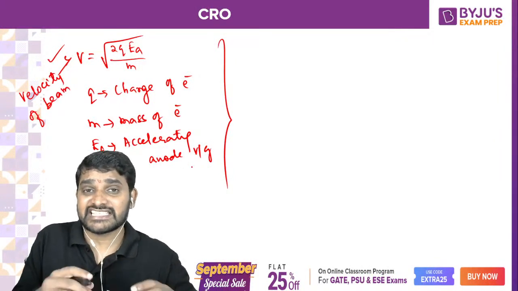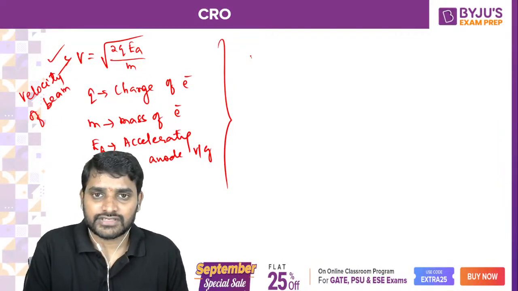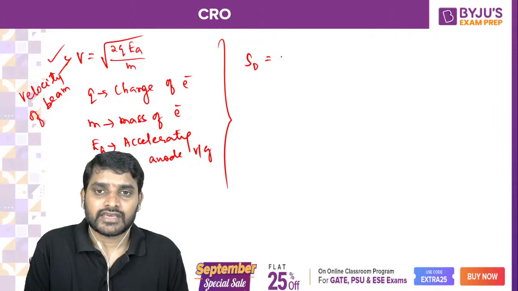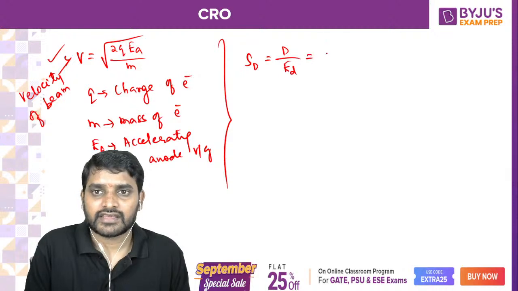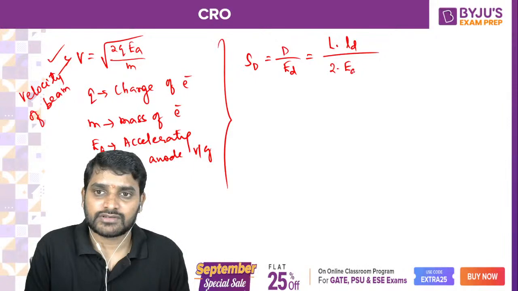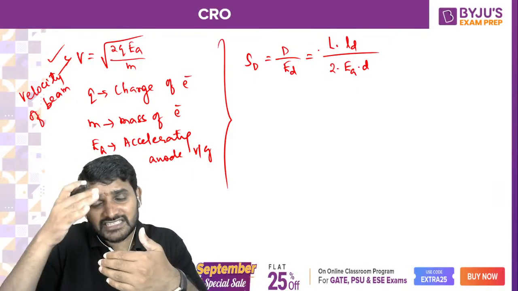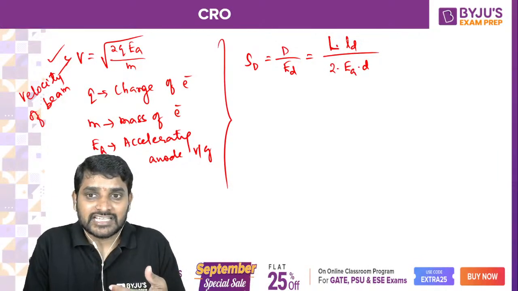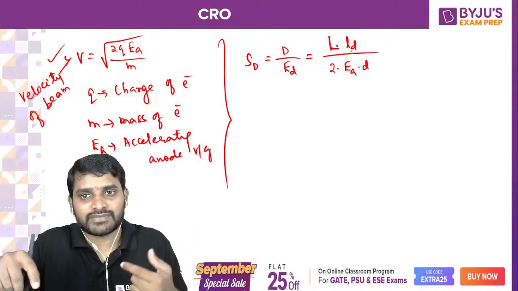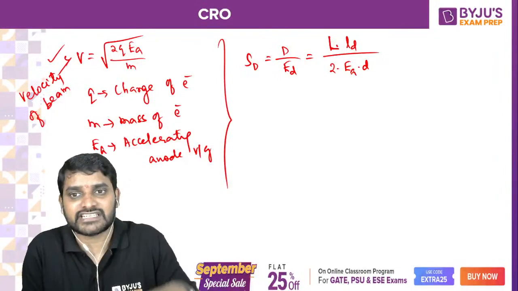They'll ask you deflection sensitivity of the CRO, deflection factor of the CRO. So deflection sensitivity is equal to D by ED, that is capital L into small ld divided by 2 into EA into small d. So capital L is the distance between the screen and the center of the deflection plates. Small ld is the length of the deflection plates. EA is the accelerating plate voltage. D is the distance between the deflecting plates.